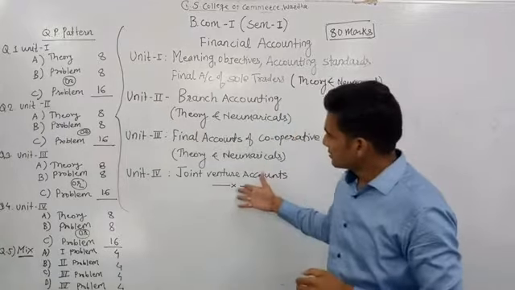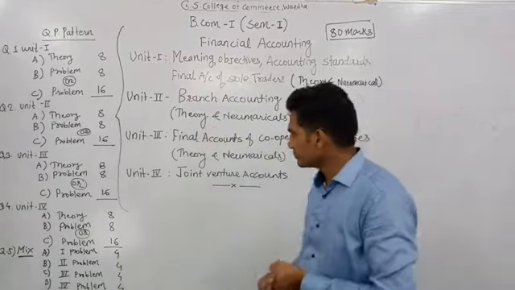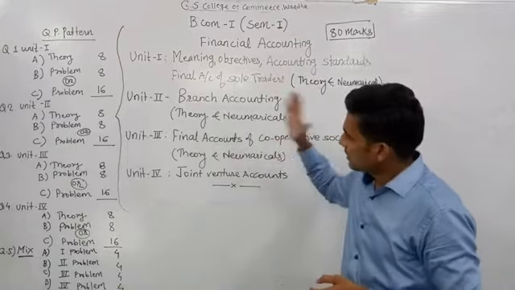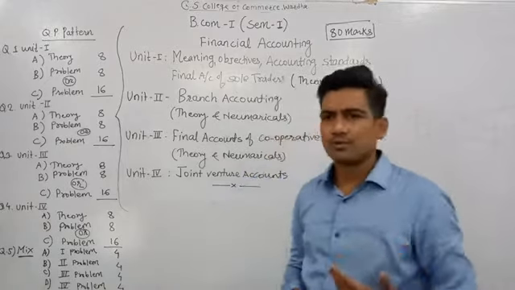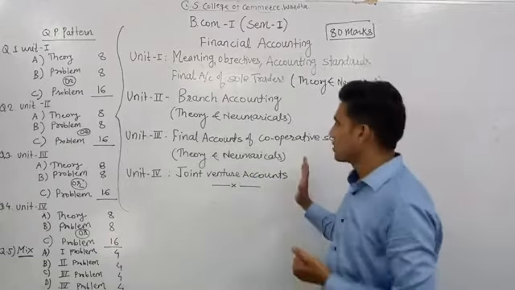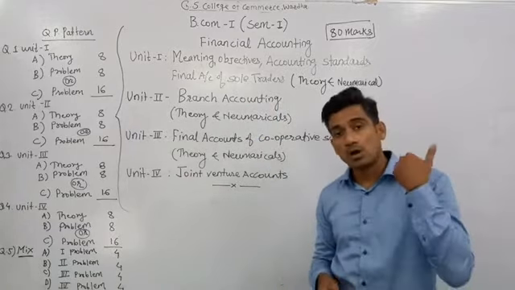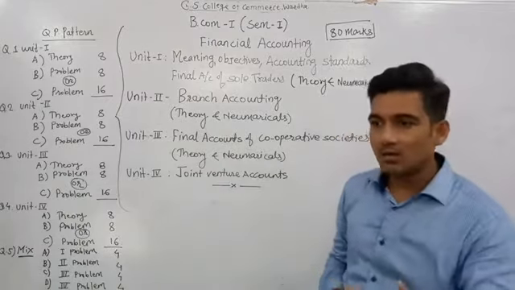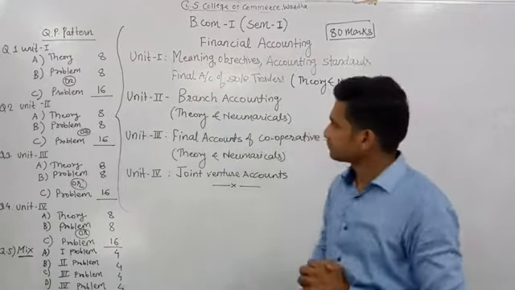So we have to see the problems of joint venture accounts in this unit number 4. Here also there is a theory and numericals. So I will just give you a small introduction to what units we have in the syllabus and what we have to do along with it, what our approach will be, and how we have to prepare this syllabus, keeping in mind the examination pattern of the university.